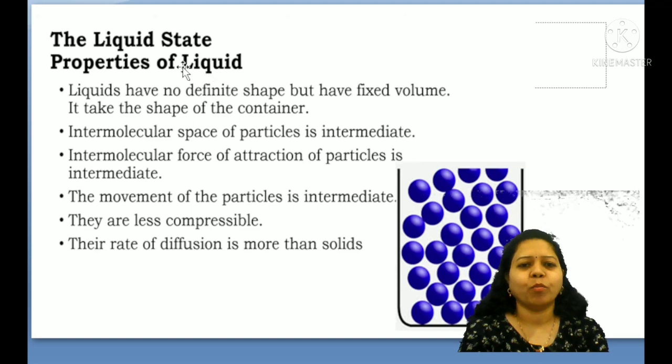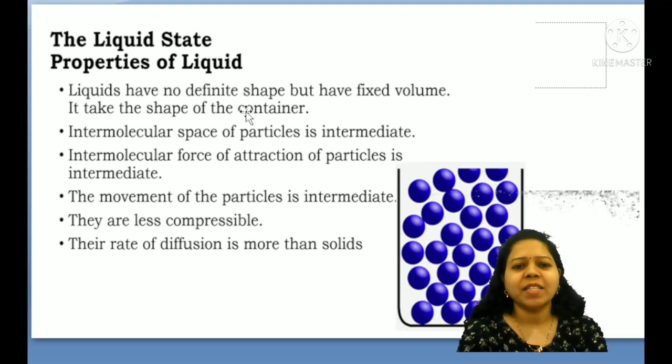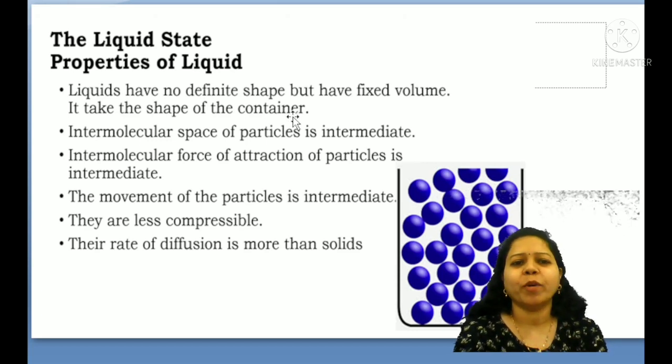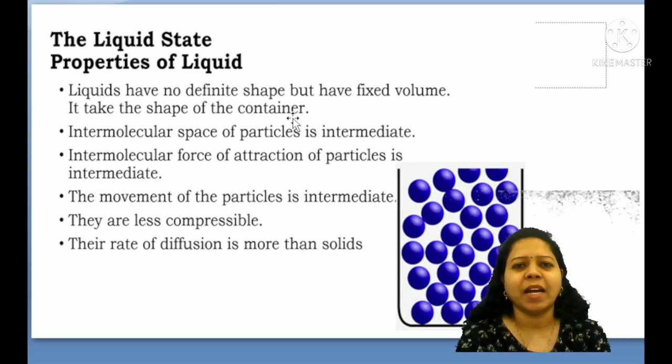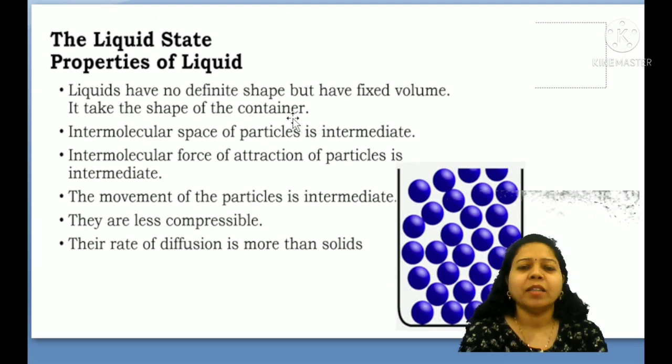The liquid state. Properties of liquid. Liquids have no definite shape but have fixed volume. It takes the shape of the container. The first property of the liquid is that liquids have no definite shape but have a fixed volume. The meaning of this is that if we add water in any container, for example, in a beaker, in a glass, or in a bottle, that water takes the shape of that container. That's why we are saying it has no definite shape but has fixed volume.